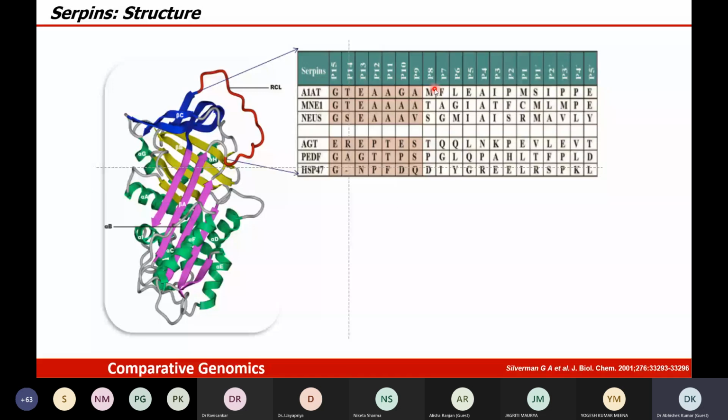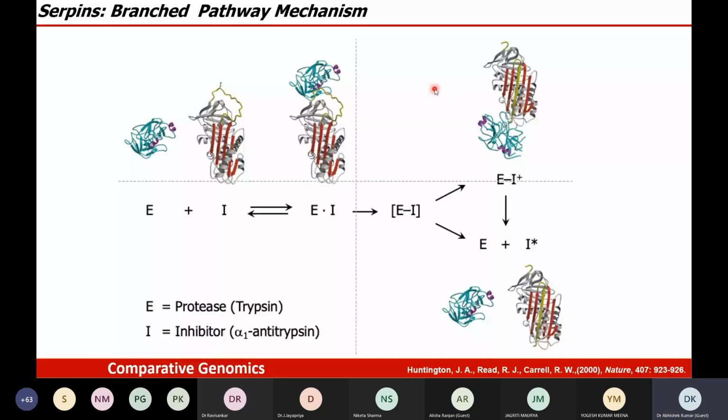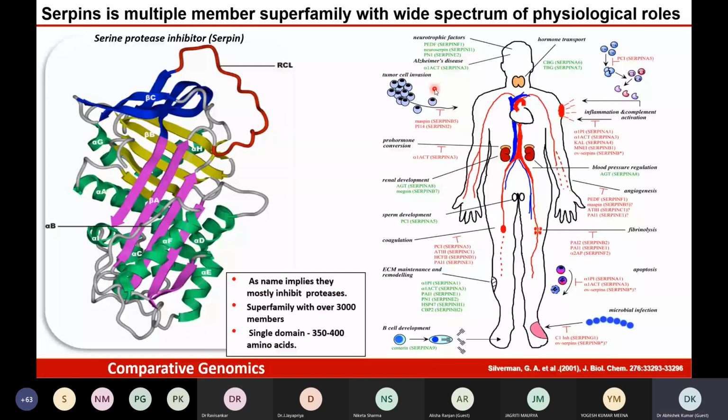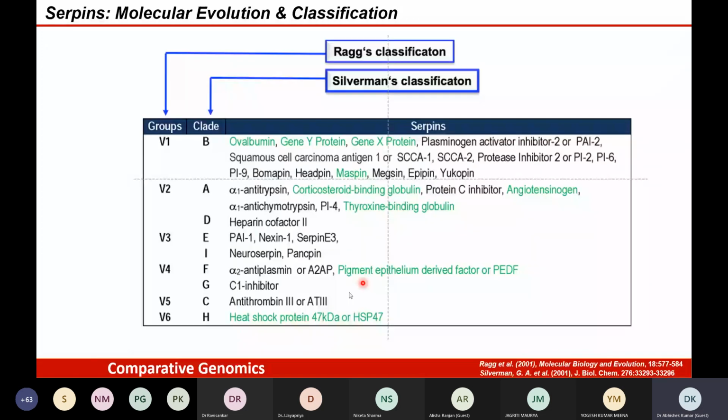That is the motif according to the previous definition. We already saw how this works in a branched pathway. It will control proteases by sacrificing itself. And obviously, we saw a lot of functional implications yesterday. What I'm going to discuss is this V6 protein and its comparative genomics. I deliberately skipped it yesterday so that today's class will cover it. So HSP47 is a collagen chaperone, and if you want to cover the chaperone, we have to cover the collagen chaperone.